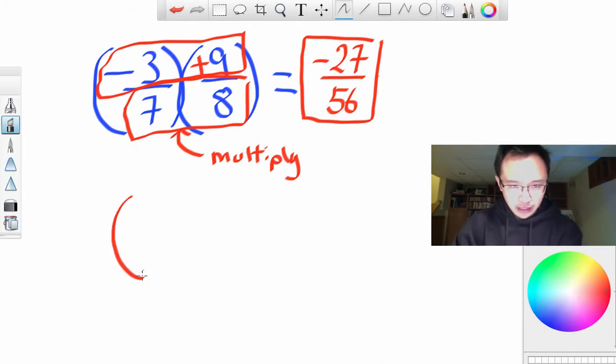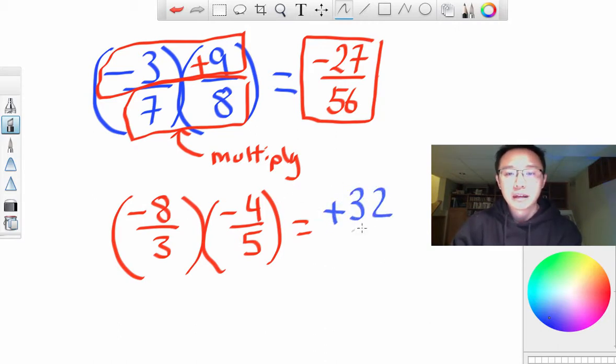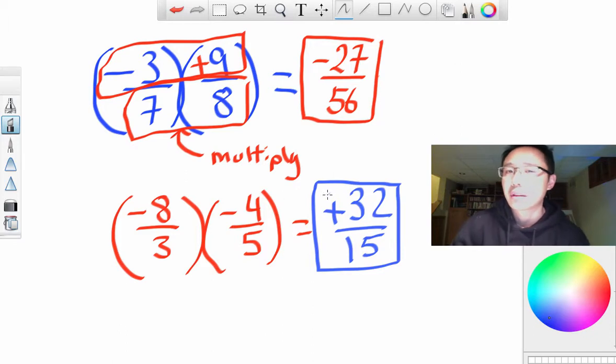What if we were to have a number that has two negatives? So negative 8 over 3, I keep using 3 for some funny reason, negative 4 over 5. So you have two negatives. Two negatives will make a positive, so your sign will combine to a positive. 8 times 4 is 32, and 3 times 5 is 15. So multiplying fractions, as you can see, is a lot simpler than adding or subtracting fractions because you're just multiplying.